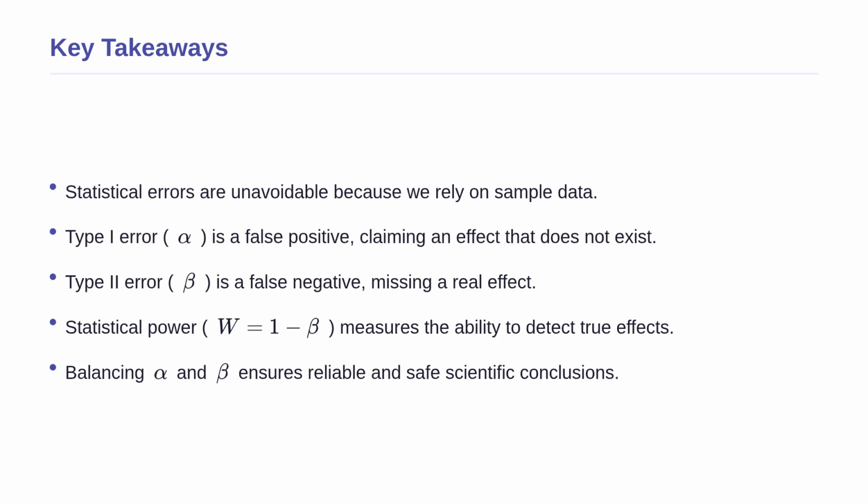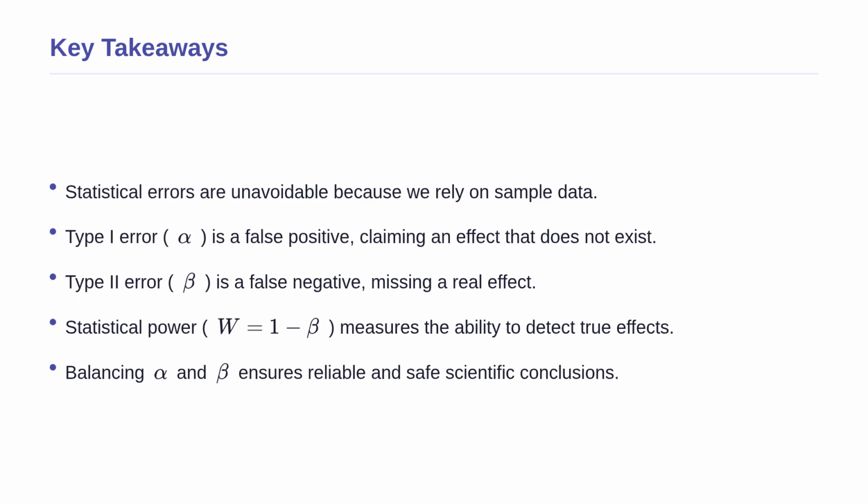We have covered a lot of ground today, so let us summarize the most important ideas. First, statistical errors are an unavoidable part of hypothesis testing because we are always working with incomplete sample data rather than the entire population. Second, a type 1 error, governed by alpha, is a false positive, where we mistakenly claim an effect exists when it does not.